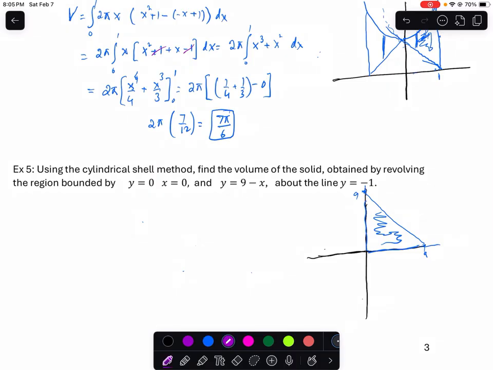Now this is not to scale, but at y is equal to negative 1 is this line, so the graph is being revolved about this line. So this distance between here is 1, and I have to go one more to draw my piece. So this is our solid.